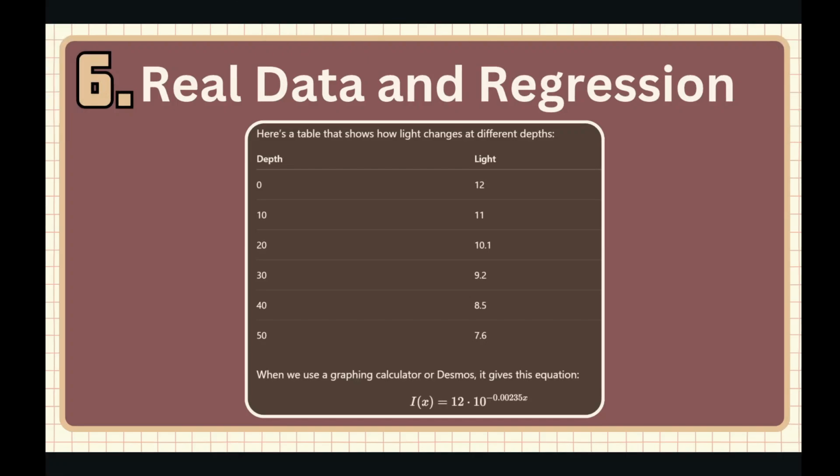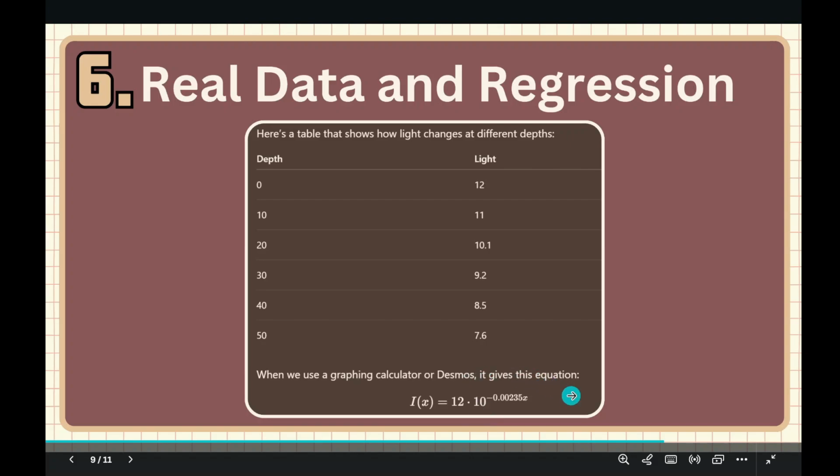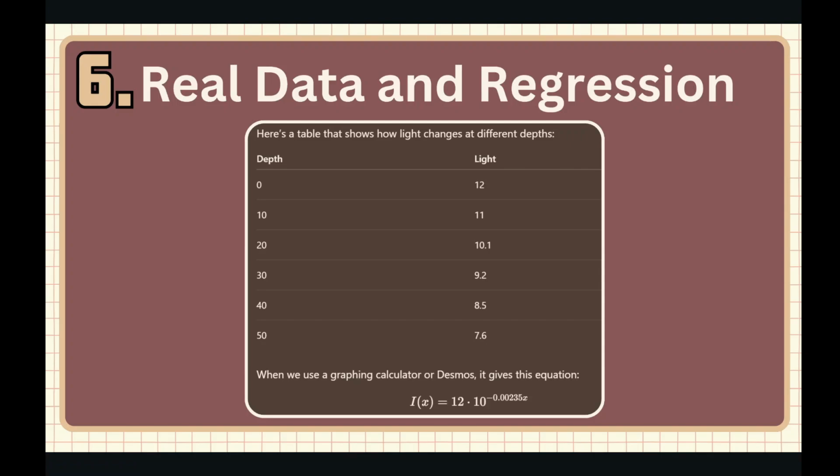So this is the A level part, the real data and regression. I plotted some points on my graphing calculator. I Googled the values, for example, at 10 feet deep, how bright is the light, and so on. Then I did the regression using my graphing calculator and Desmos to make sure. And it gave me this formula. This is exactly the same formula we use, but we use the logarithm form of it. This is the exact equation we use to solve for the basic math we just did.